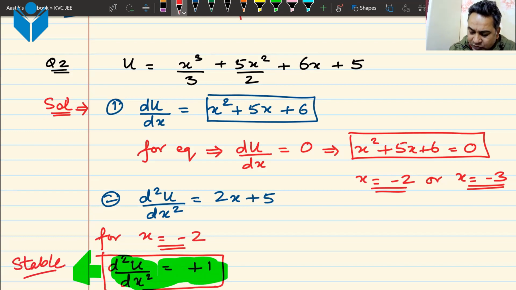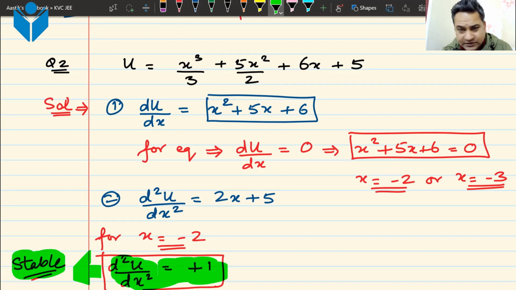Now, do I need to do the other one, or can I write the answer straight away? At x is equal to minus 3, do I need to find out, or do I know the answer beforehand? It's minus 1, sir. Unstable. Yeah, I don't need to do it because I know that if one of them is stable, the other one has to be unstable. Even if you want, you can check it. It will always come the opposite way.